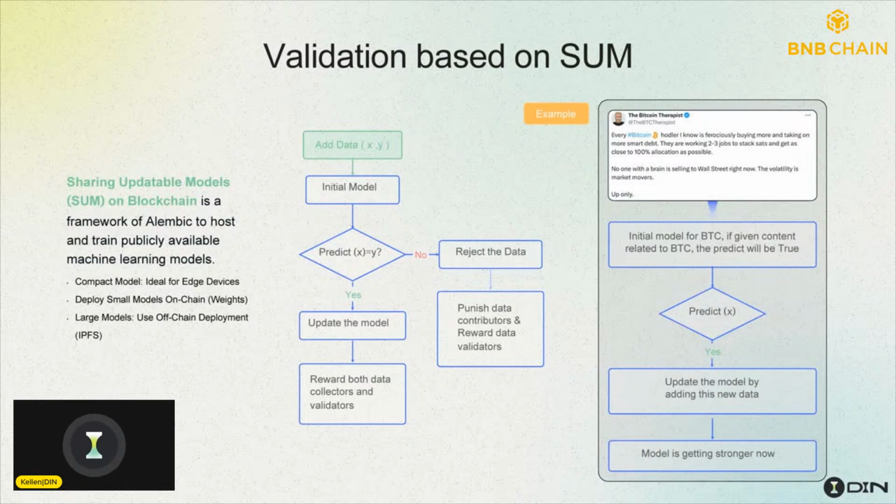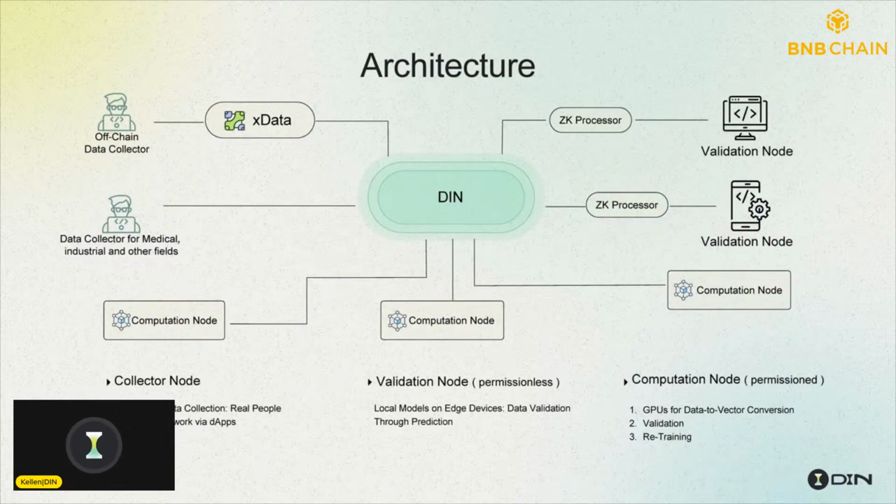The system ensures that AI models are not only updatable, but also that everyone can verify the data and the communications behind them, creating a more accountable and decentralized AI ecosystem. Now, let's dive into how the DIN architecture works to bring all of this to life.